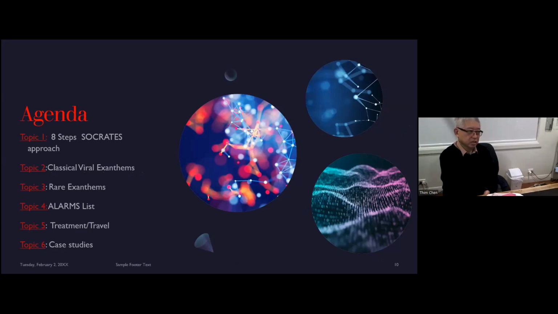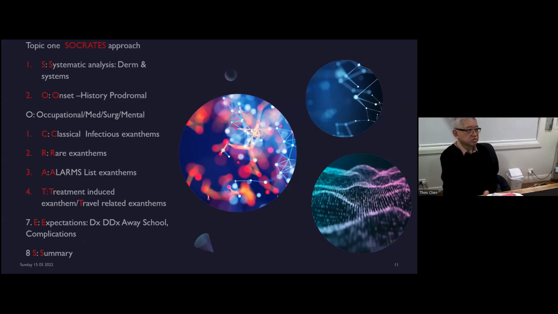There are 6 topics that I talked about. The first step is the Socrates approach, which I also used when I talked about elevated liver enzymes. Then I go through some very typical slides on classical viral exanthems. So in SOCRATES, C is classical viral exanthems, R is the rare exanthems, and A is the lumps list. Then T for treatment and travel induced exanthematous rash, and then we do a bit of case studies. E is about expectations, and S is a summary of the medical issues.